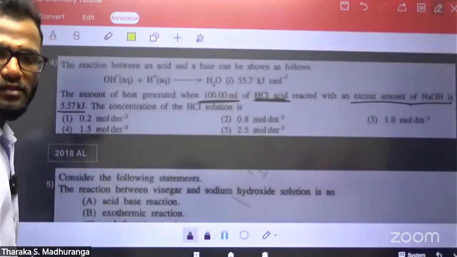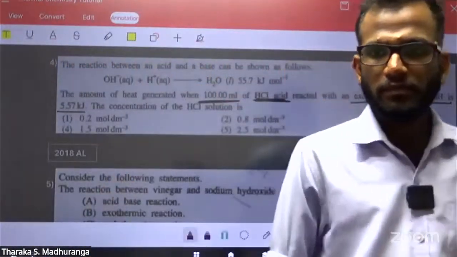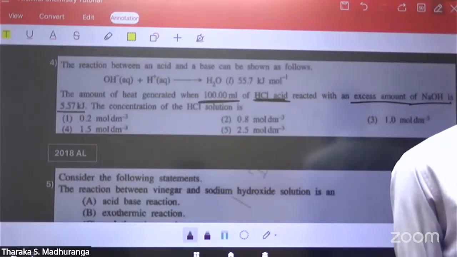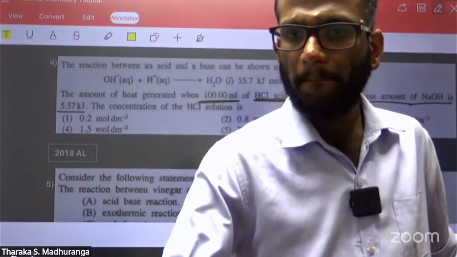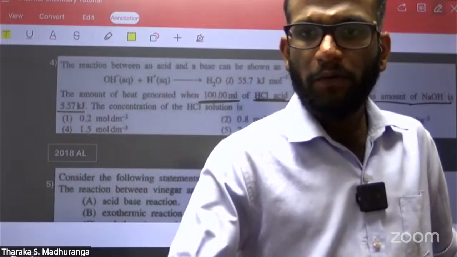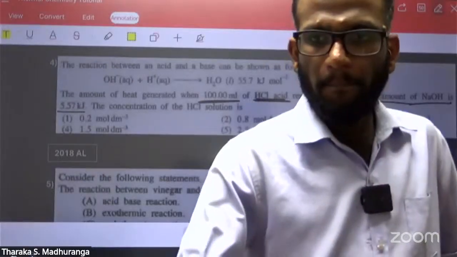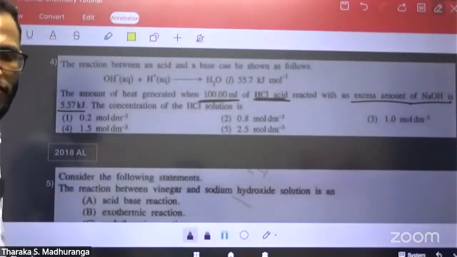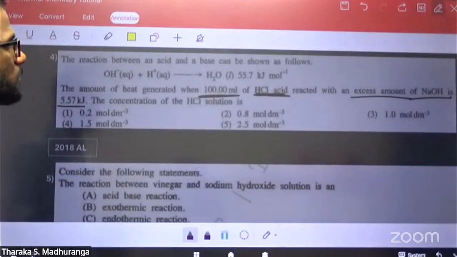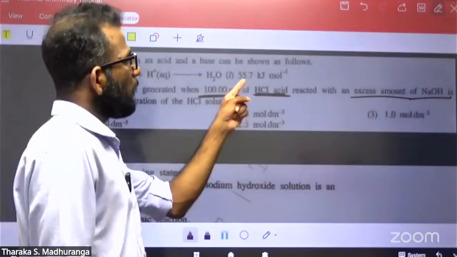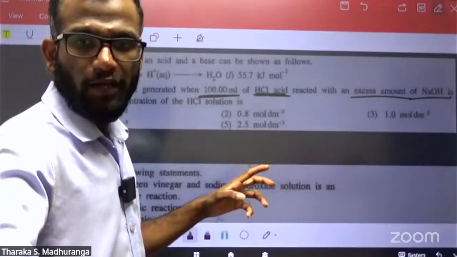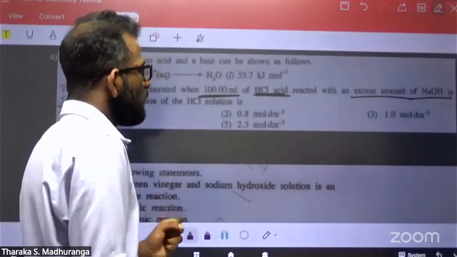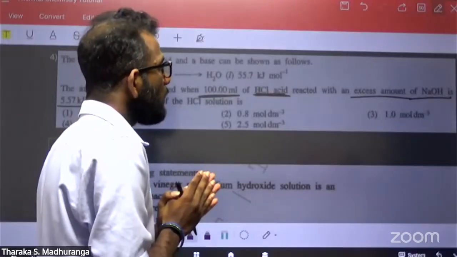Did I get this answer or not? Who got this answer? Yeah, it's a good question. The concentration is asked, but it is a heat of reaction question. Got others? Only 2. Good. Now you should have a proper idea, a full idea for these units.